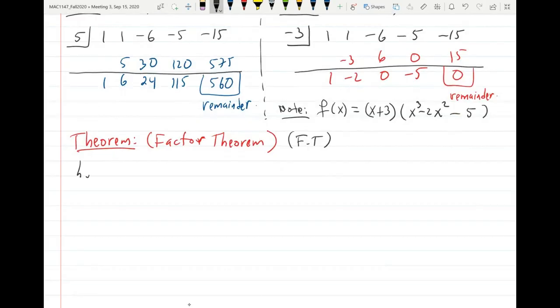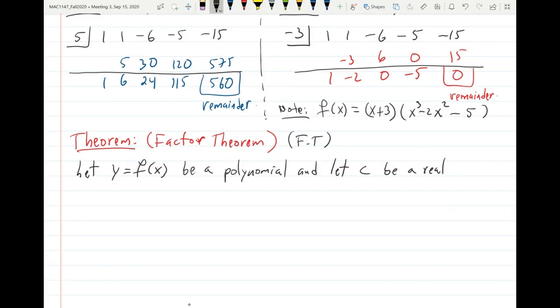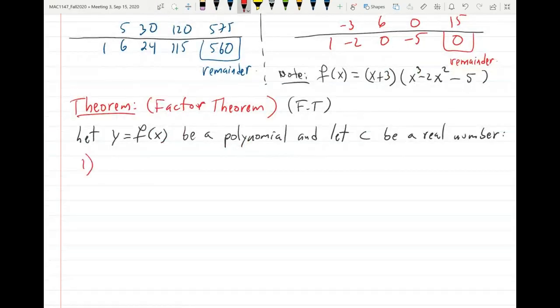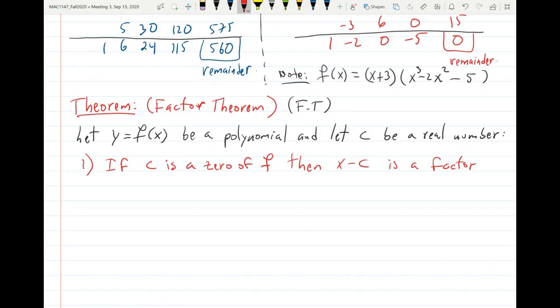So what does it say? Suppose that we have a polynomial. So let y equal f of x be a polynomial, and let's suppose that c is a real number. And there are two statements here. The first one says that if c is a 0, then x minus c has to be a factor. Okay. So if c is a 0 of f, then x minus c is a factor of f.